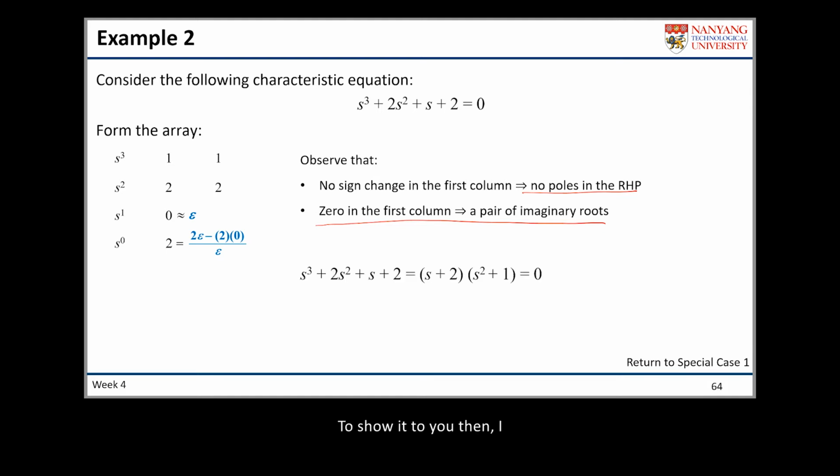To show it to you, I try to factorize the characteristic equation. In the factorized form, the characteristic equation will be like this. From here, you can see that you will have a pole at -2, but you will also have a pair of poles at plus minus j. So you have poles on the imaginary axis. That means your system is marginally stable.